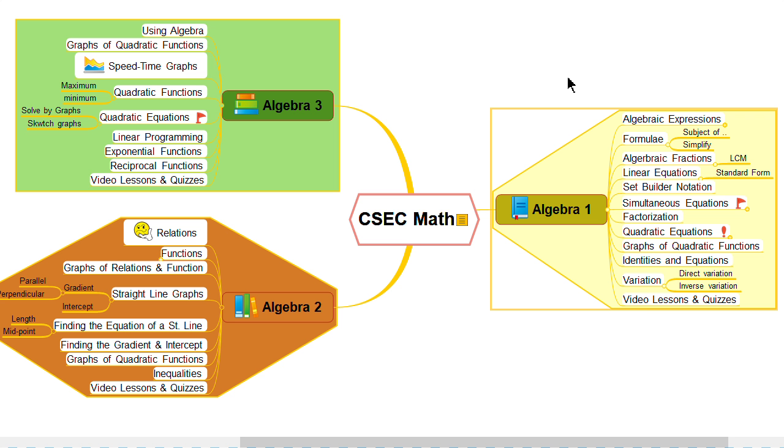The whole idea is you too can create your own mind map using different colors and shapes and crayons and ink and images. On the right-hand side you have Algebra 1, in the lower left Algebra 2, and the top left Algebra 3. Now why do I point this out to you?